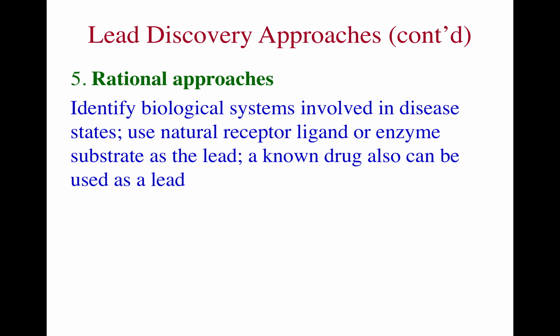Also, rational approaches, the main approach used in smaller laboratories, is where you identify the biological systems involved in the disease states. You use the natural receptor ligand or the enzyme substrate as the lead compound, so you get to know what the actual receptor or enzyme looks like, and a known drug can in some cases also be the lead compound that you know can interact with this ligand or receptor. And you use that as the lead compound to further optimize into an active compound that can be taken further into the drug design and discovery process.